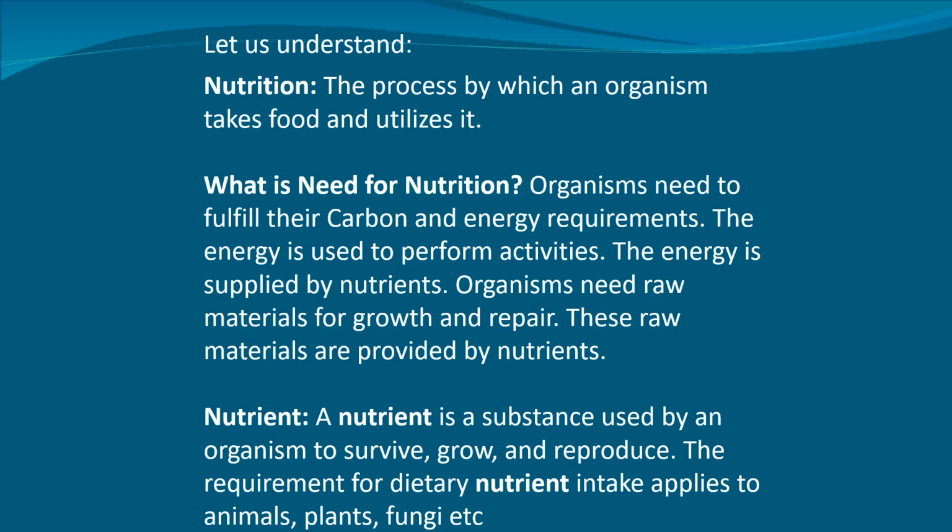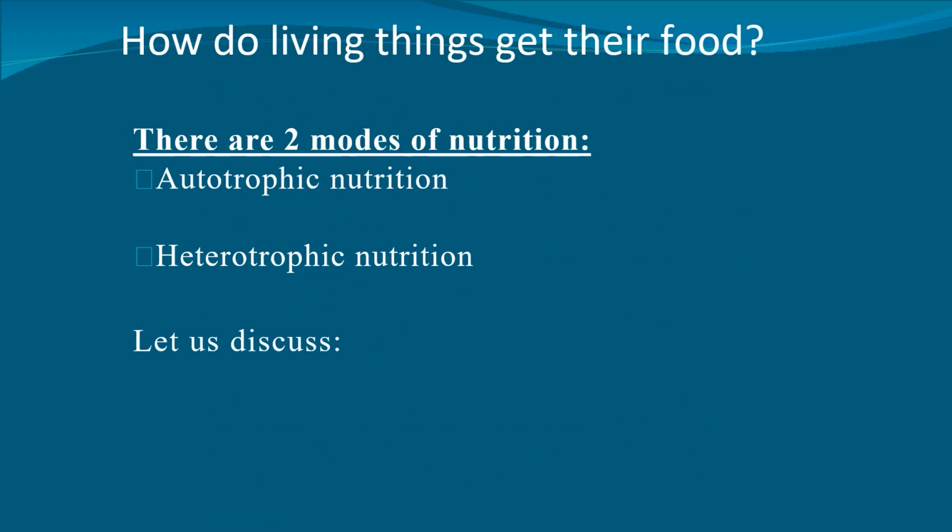And what is a nutrient? A nutrient is a substance which is used by an organism to survive, grow, and reproduce. The requirement for dietary nutrient intake applies to animals, plants, fungi, etc. So let us now understand how living things get their food, or how they obtain their nutrition.